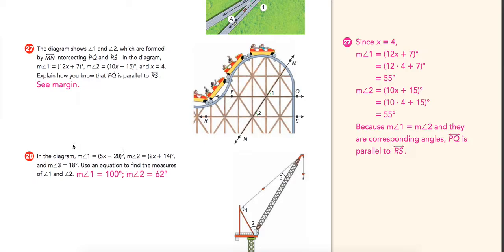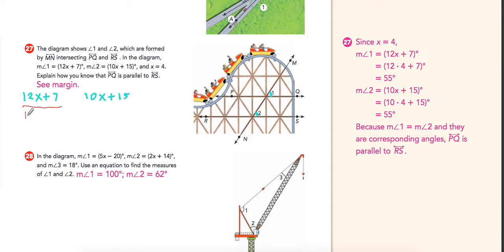So number 27. So here you go. So it says the measure of angle 1, which is right here, is 12x plus 7. And the measure of angle 2 is right here, and that is 10x plus 15. Now it says that x is equal to 4. So if x equals 4, let's find the value of angle 1.